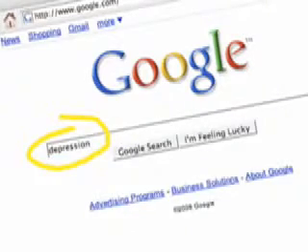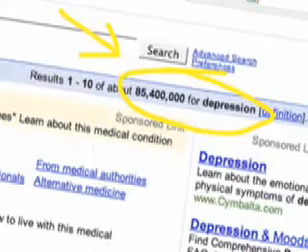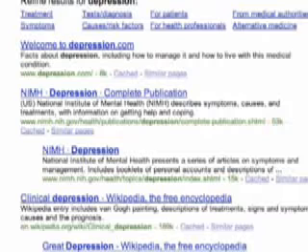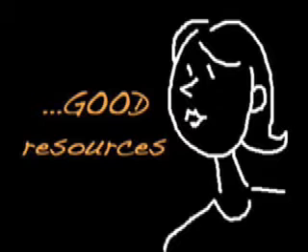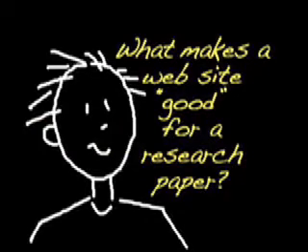You open a browser, go to your favorite search engine, such as Google, Yahoo, or Ask.com, type in the word depression, and look at that, about 85 million websites. As you browse through your hits, you recall that your professor emphasized that you needed to find good websites for your research paper. Good website? You find yourself wondering what makes a website good for a research paper.